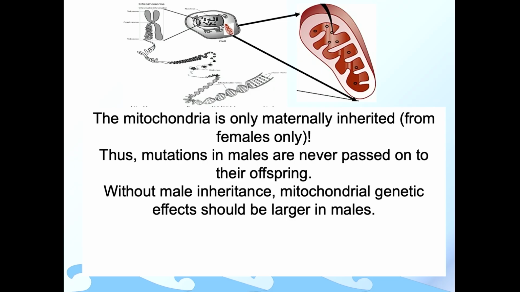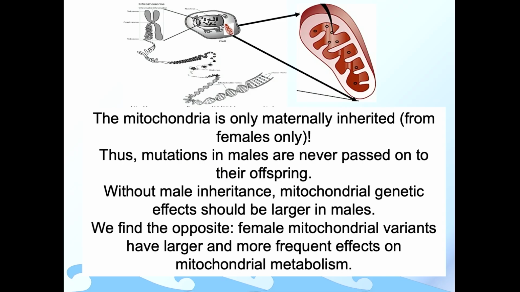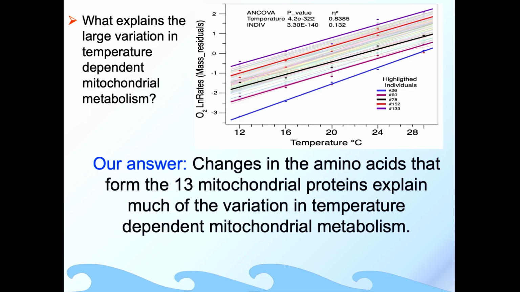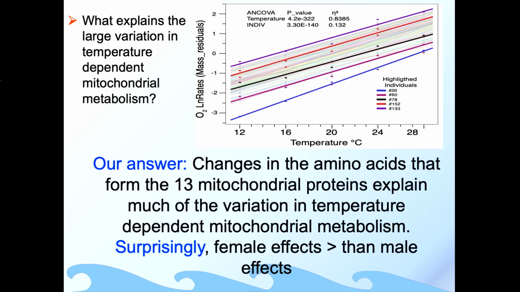And this is actually really good theory. What we expect is that males will have more deleterious effects of larger sizes. That's not what we found. We found just the opposite. Female mitochondrial variants have a larger and more frequent effect on mitochondrial metabolism, which we're still pondering. So I asked the first question: do amino acid substitutions from the mitochondria affect things? Changes in the amino acids that form the 13 mitochondrial proteins explain a lot of the variation in temperature-dependent mitochondrial metabolic rates. And surprisingly, female effects are greater than male effects.